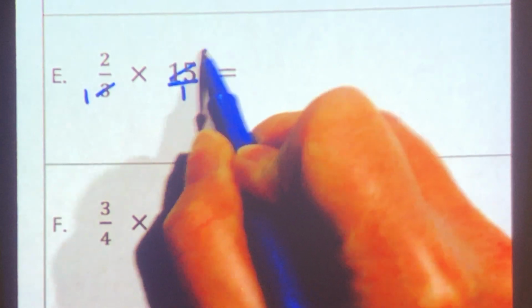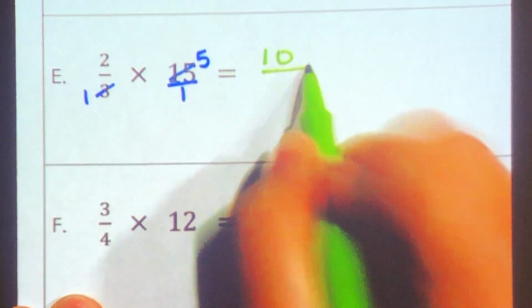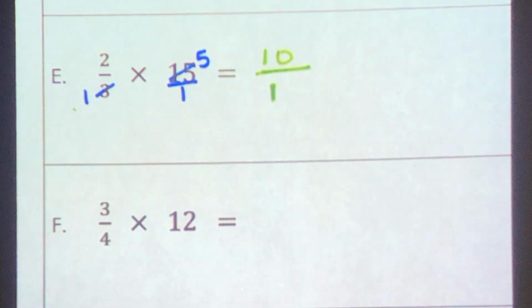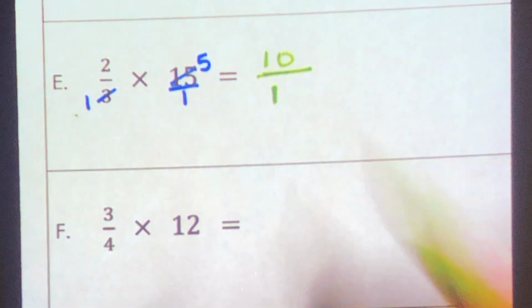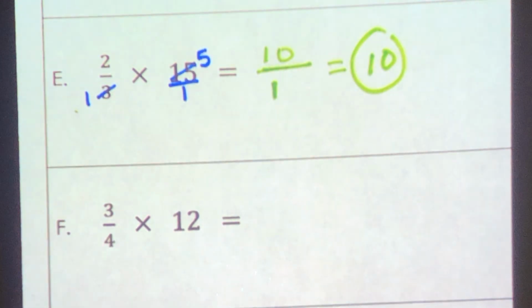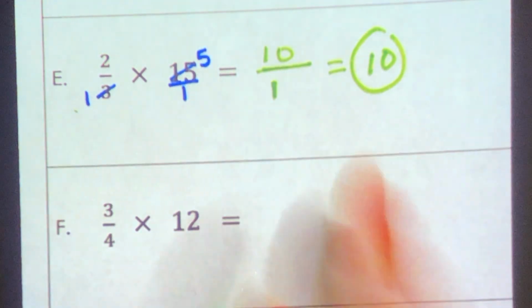But 3 and 15, there is something I can do. 3 divides into both of those. 3 goes into 3 once. 3 goes into 15 5 times. So now all I have to do is multiply across the top. 2 times 5 is 10. 1 times 1 is 1. And 10 over 1 isn't simplest form, that's improper. So just ask yourself, okay, what is 10 divided by 1? Because that's what this means. And 10 divided by 1 is 10. So the simplest form answer there would be 10. And if you think about it, if you have 2 out of 3 15 times, you would have 10 whole.